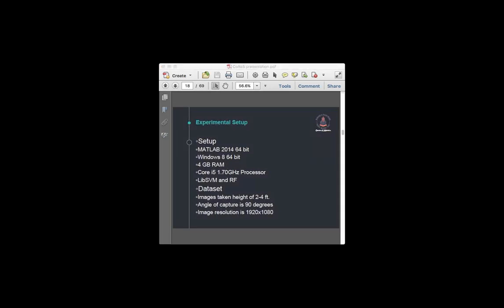So for our initial experiments, the flying robots we had didn't have enough power on board to do image processing. So what we would do is stream the data to a desktop where we would process those images. We had MATLAB, Windows, 4 GB RAM, an i5, and the images were taken at a height of 2 to 4 feet. So this was our idea, that we fly the drone low and get very high resolution images and then do the detection part.